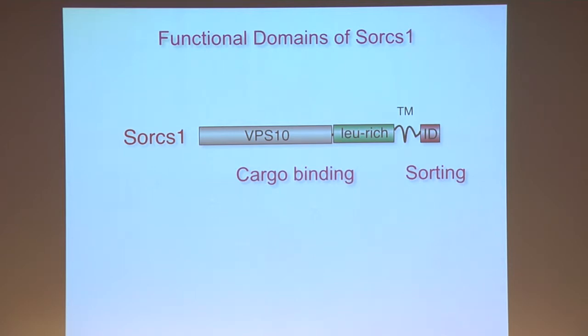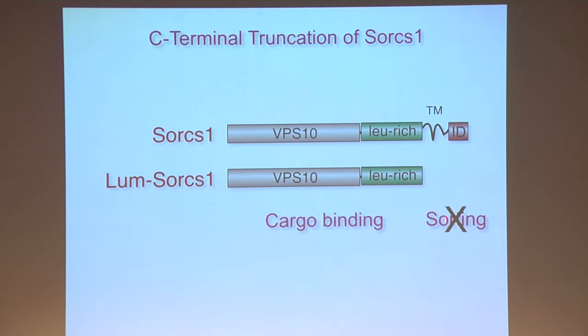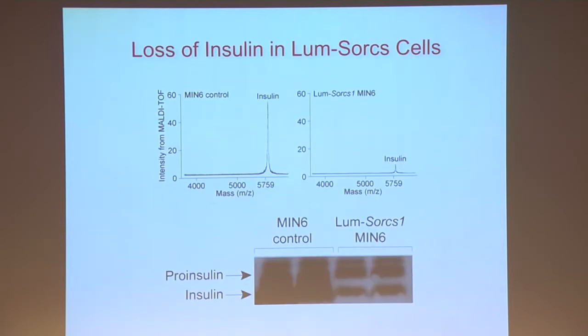So one idea that we had then was that if we deleted this part of the molecule, the cytoplasmic piece and the part that anchors it in the membrane, and just left it with this domain, which we call the luminal domain, so we call it Lum-Sorcs 1, that it would bind the cargo but not be able to move it properly, what we call a dominant negative. So it's going to behave as if it's like the knockout in the animal. We wanted to create a model system in cells. It's easier to work with cells. And it worked.